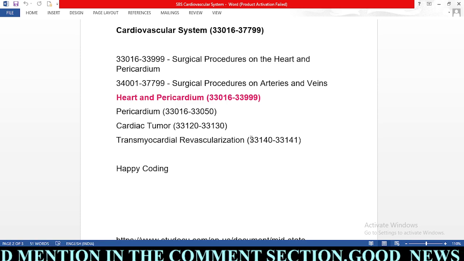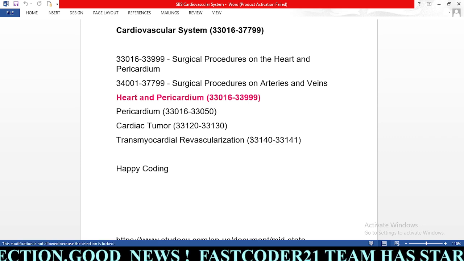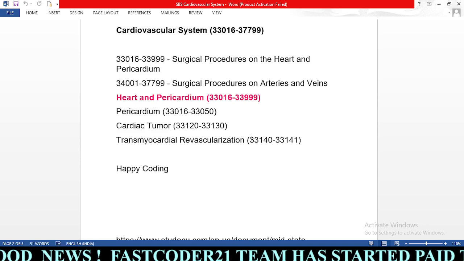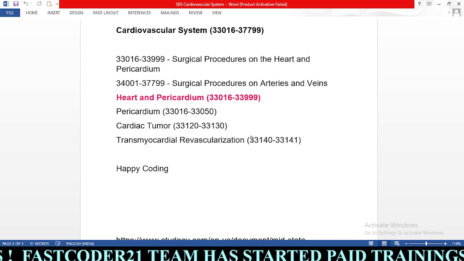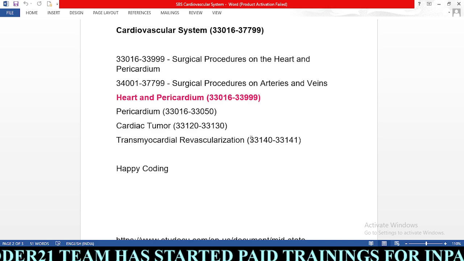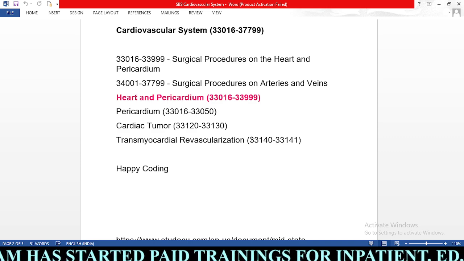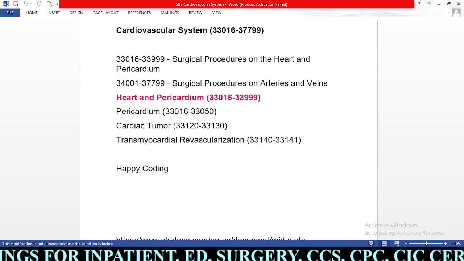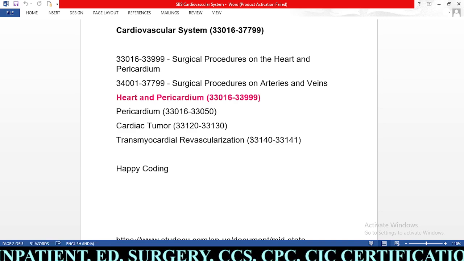Now we will learn cardiac tumor. We have two codes related to cardiac tumor. One is excision of intracardiac tumor, resection with cardiopulmonary bypass, and the second one is external cardiac tumor. So we need to check the documentation. If the patient has a tumor, we need to check whether it is intracardiac or external cardiac. Based on that, we have codes. Cardiac tumor codes start from 33120 and end with 33130.